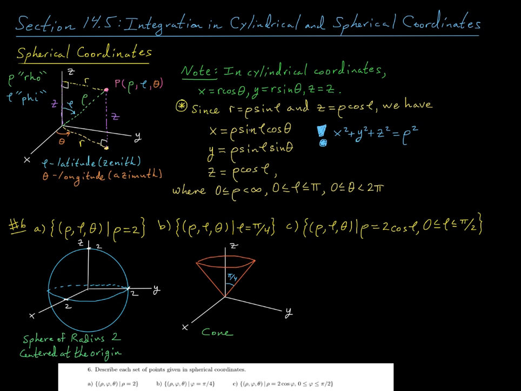Now in cylindrical coordinates, recall this cone would have had the equation z equals r, which is also relatively simple. In rectangular, it's a little more complicated. It's z equals the square root of x squared plus y squared. Okay, so that's quite nice.